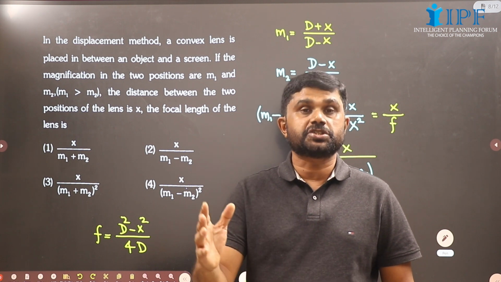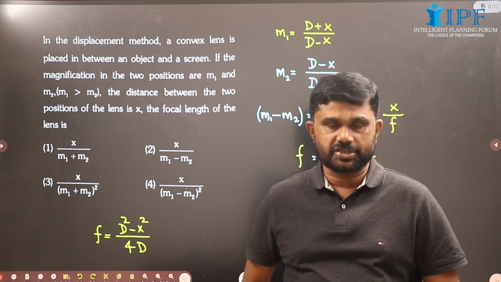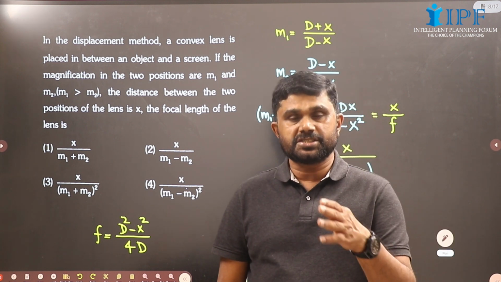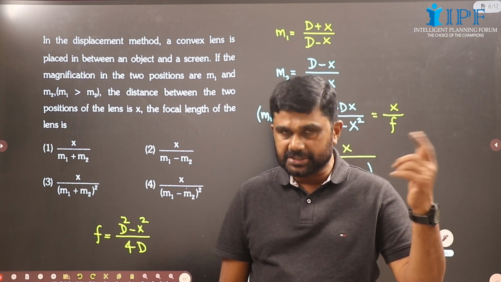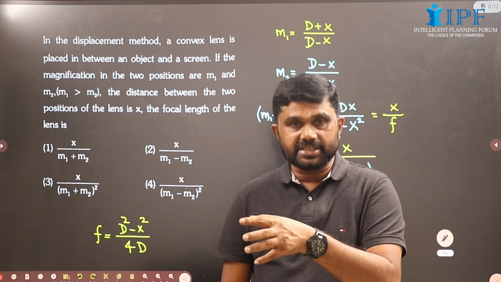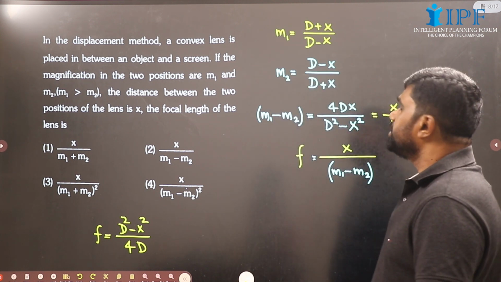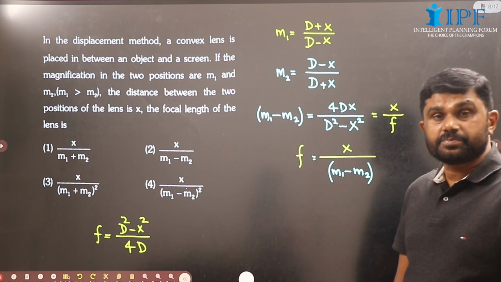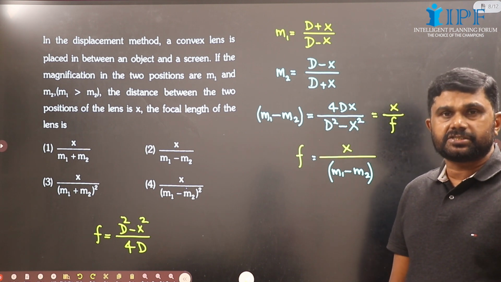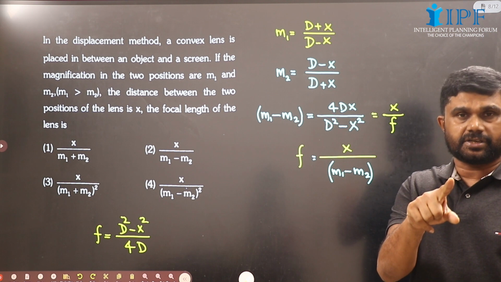See, in these two positions, object and image distances will be interchanged. Means the object distance in one case will be equal to the image distance in the other. Image distance in the first case will be equal to the object distance in the second case. Now see, capital D is the distance between the object and the screen, and X is the distance or separation between the two positions of the lens.